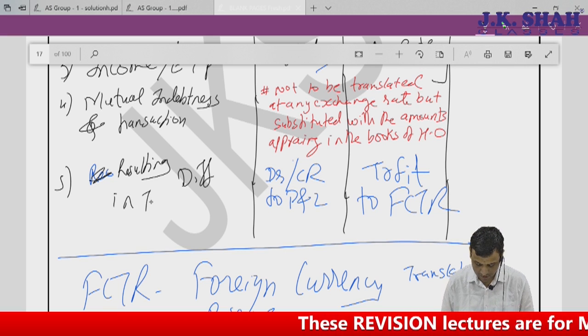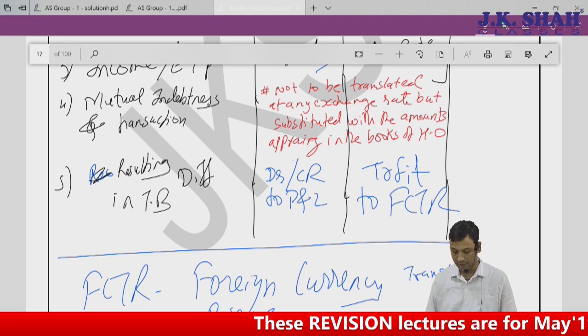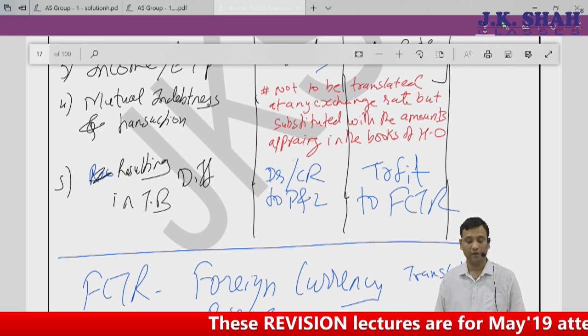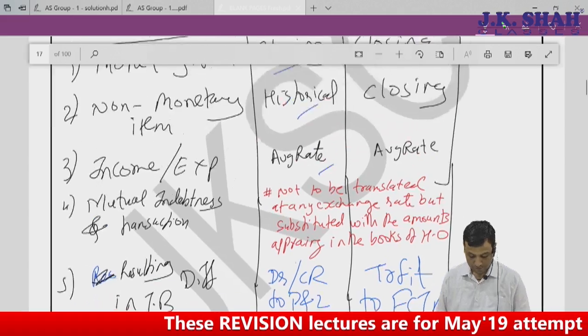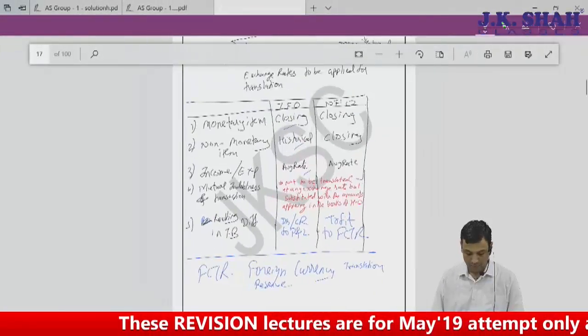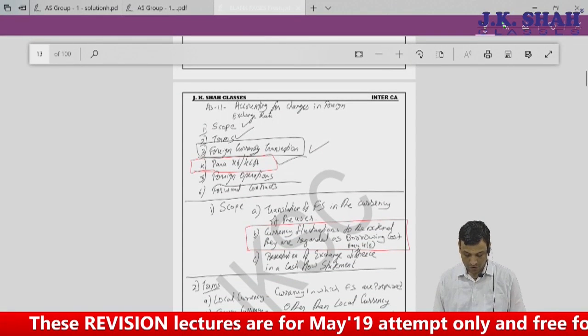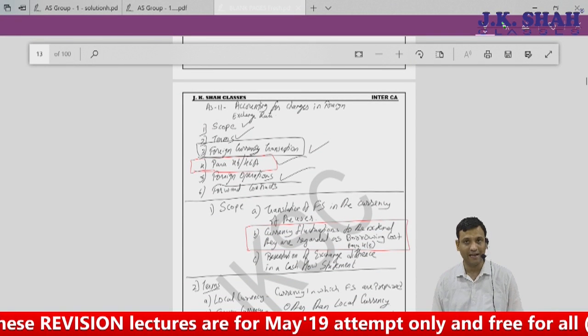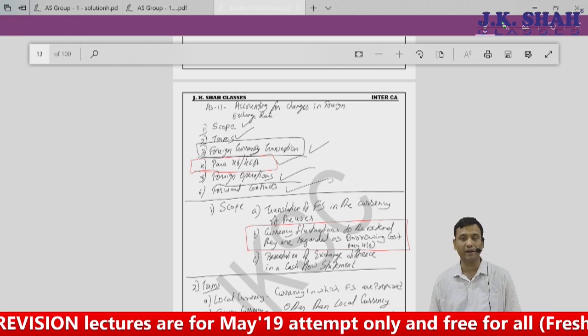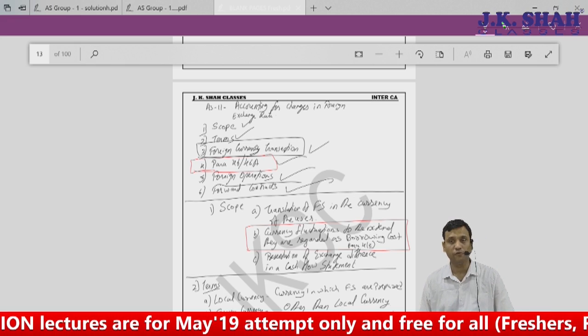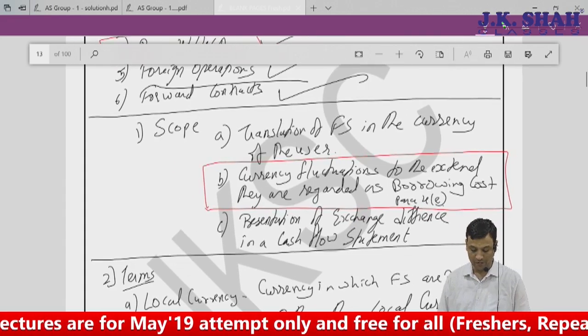Resulting difference in trial balance. Debit or credit to profit and loss or transfer it to FCTR. Now, this is what we learnt about our foreign operations. So foreign operations done. The last area, that is forward contracts. Now, how these forward contracts have to be accounted as per AS 11.